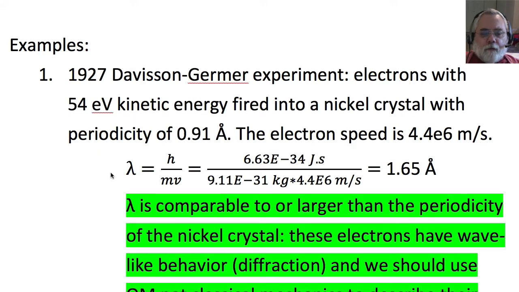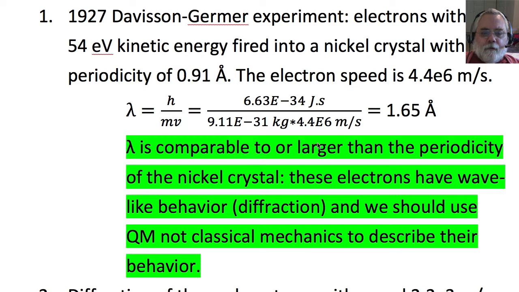So we can plug into the formula lambda equals h over mv. We know the value for h, we know the value for the electron mass, we have the speed for these electrons, we plug it in, and we get a wavelength of 1.65 angstroms. This wavelength is comparable to or larger than the 0.91 angstrom periodicity of the nickel crystal. So these electrons have wave-like behavior, diffraction, in this experiment, and we should use quantum mechanics, not classical mechanics, to describe their behavior.